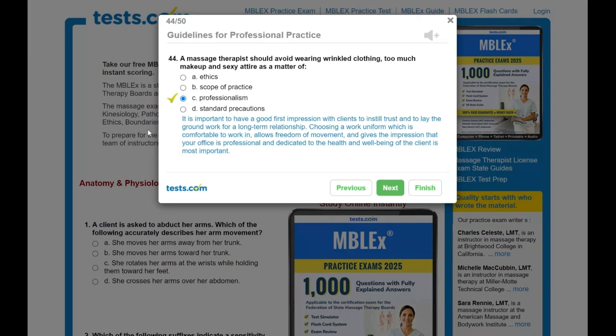Choosing a work uniform which is comfortable to work in, allows freedom of movement, and gives the impression that your office is professional and dedicated to the health and well-being of the client is most important.